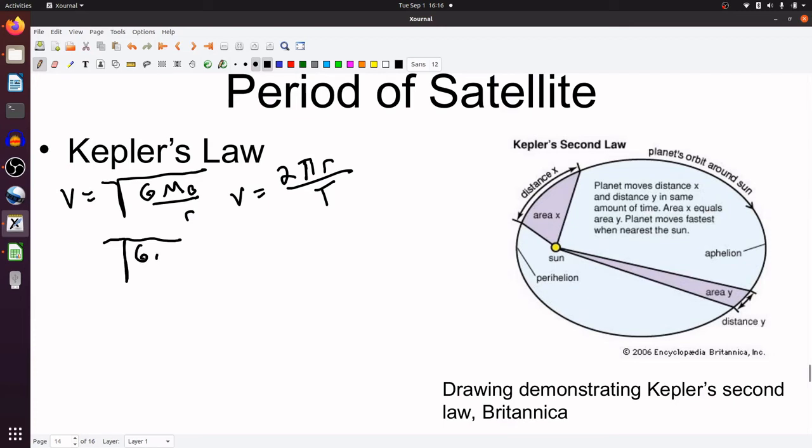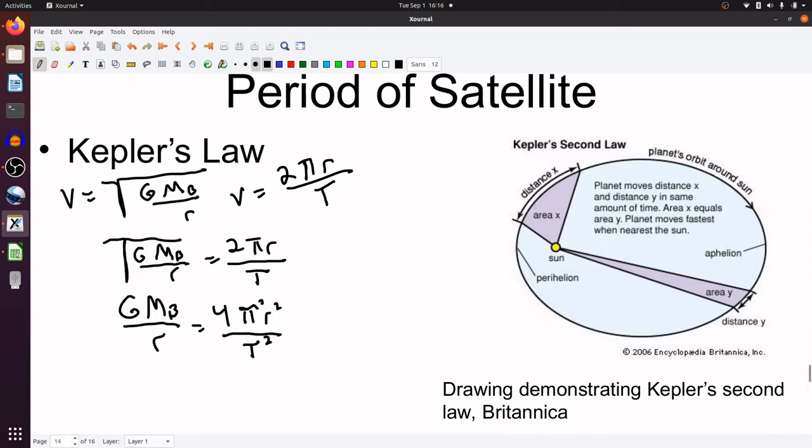That gives me the root of G, M B over R, and then that's equal to 2 pi r over T. Square both sides. GMB over R is equal to 4 pi squared R squared over T squared, because I got to square everything over there.